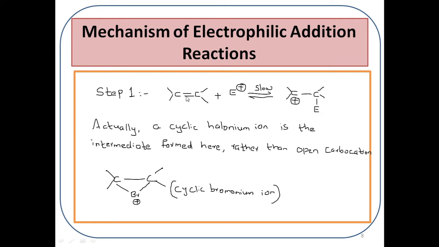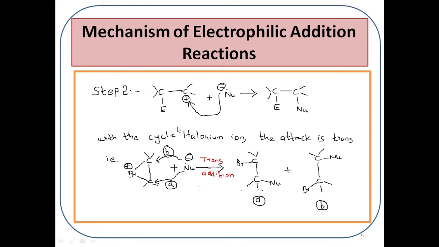Again, we can see that in step 1, the electrophile takes part and the reaction takes place in a slow manner to give a carbocation. Actually it is a cyclic intermediate, a cyclic bromonium ion. Or in general, we can say a cyclic halonium ion will be formed. In step 2, the carbocation is attacked by the nucleophile to give the addition product, but in a fast manner.